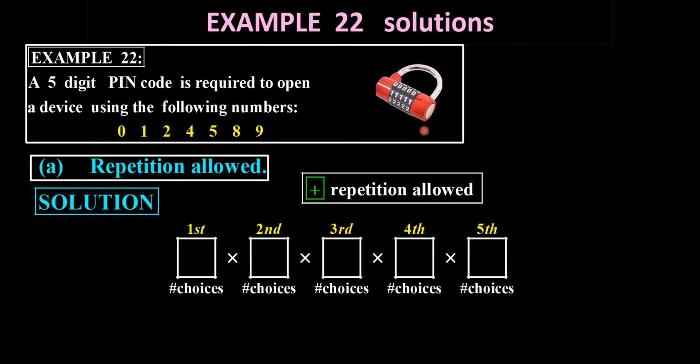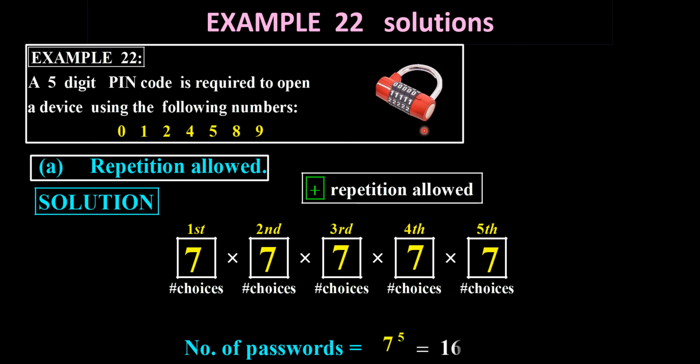So I want 5 digits, so let's say I have my spaces there. The first one can be any of the 7. Because repetition is allowed, 7, second one can also be any of the 7. Any of the 7, any of the 7, any of the 7. So the number of choices I would have here would be 7 to the exponent 5. And 7 to the exponent 5 is 16,807.